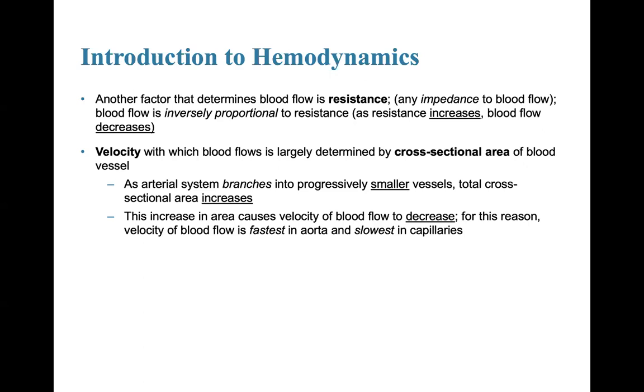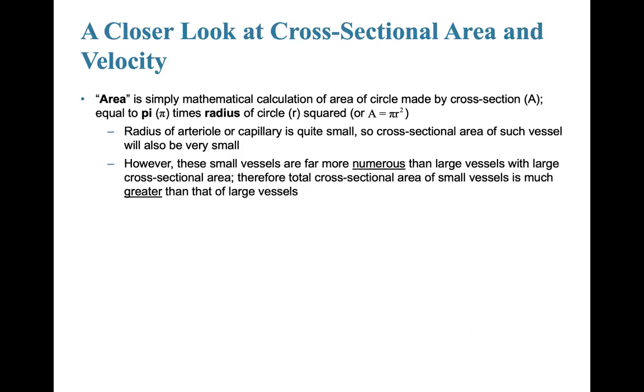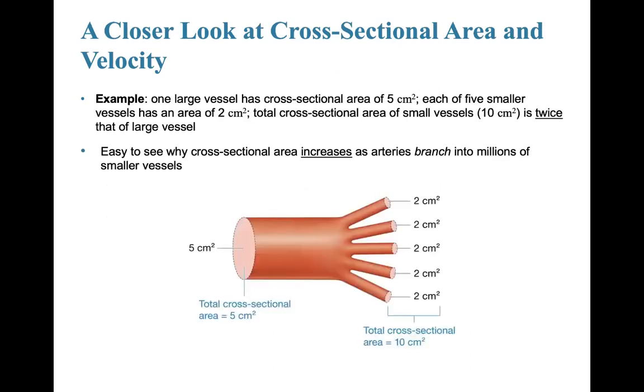The velocity of blood flow is largely determined by the cross-sectional area of the blood vessel. As arterial systems branch into progressively smaller vessels, the total cross-section will increase. This increase in area causes the velocity of blood flow to decrease. For this reason, the velocity of blood flow is fastest in the aorta, slowest in the capillaries, and will actually pick up speed in the veins.